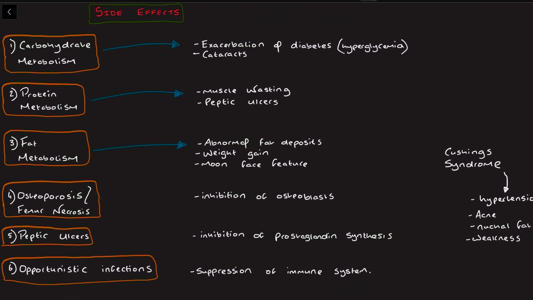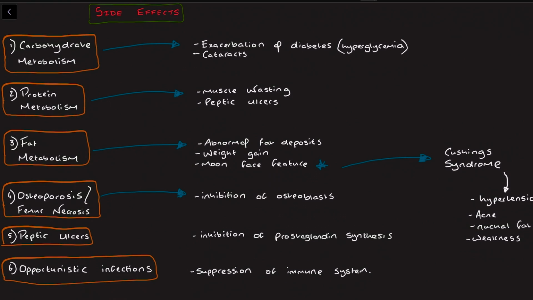A common side effect of patients being on long-term corticosteroids is the patient themselves having a moon-like face feature. This is due to fat being deposited in the cheeks. The patient would also gain a lot of weight. Glucocorticoids can decrease the amount of calcium, which can lead to osteoporosis and necrosis of the femur head. It's also known to inhibit the osteoblasts, which in turn inhibits the formation of the bone.